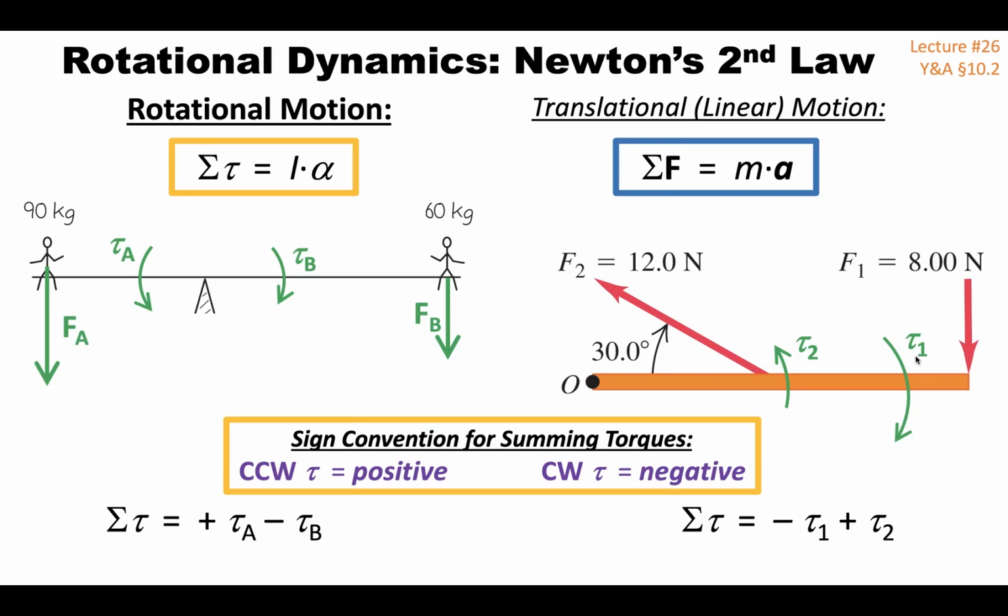So that means force one is exerting a clockwise torque on the beam. Force two is exerting a counterclockwise torque on the beam. And again, we'd want to add them this way: negative for the clockwise, positive for the counterclockwise.